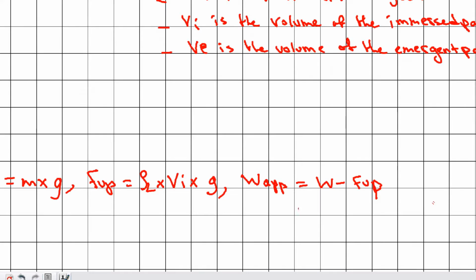From where is this formula coming? From the definition of F upthrust, because F upthrust is equal to the real weight minus the apparent weight.